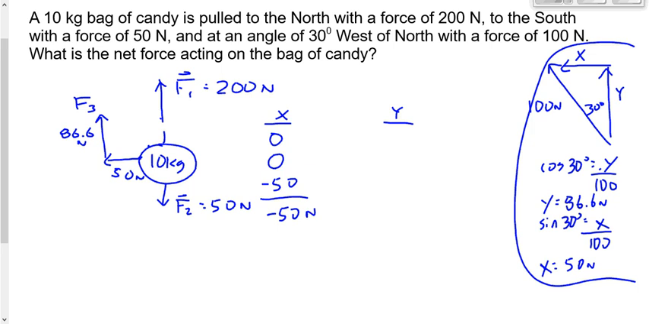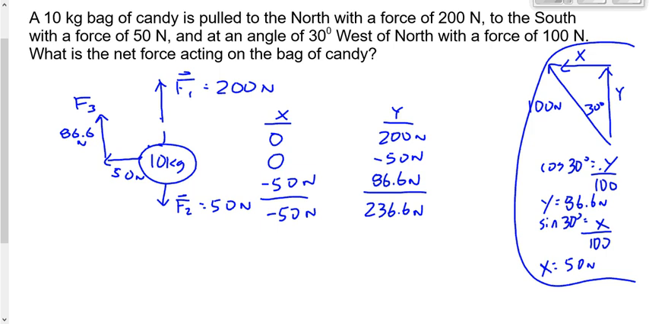Now the y component, we got 200. What's the y component of the second one? Mackenzie, what's the y component of the second one, F2? Good, negative 50. And what's the y component of the third one, Tara? 86.6, good. Okay, we add those up, and we're going to get 286.6 minus 50, which is 236.6. Is that right? Yeah.